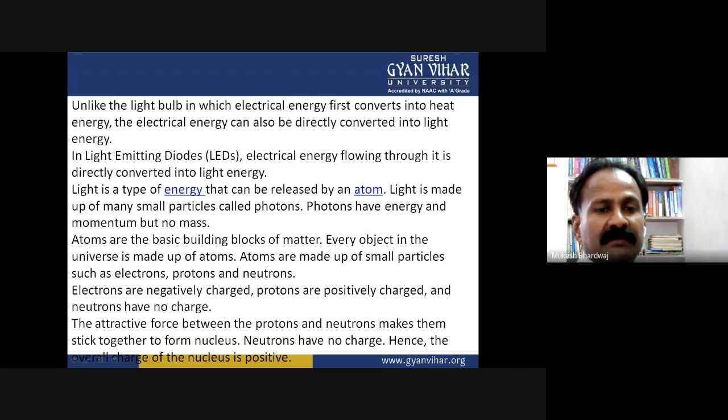Atoms are the basic building blocks of matter. Every object in the universe is made up of atoms. Atoms are made up of small particles such as electrons, protons, and neutrons. Electrons are negatively charged, protons are positively charged, and neutrons have no charge. The attractive force between the protons and neutrons make them stick together to form the nucleus. Neutrons have no charge, hence the overall charge of the nucleus is positive.